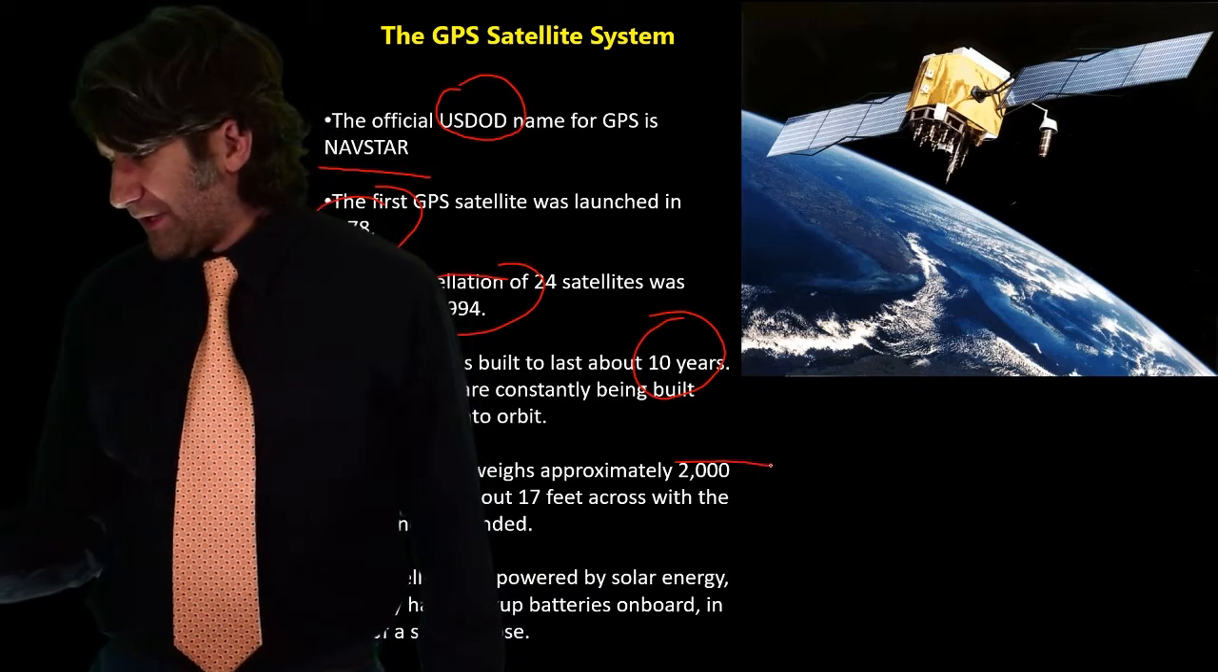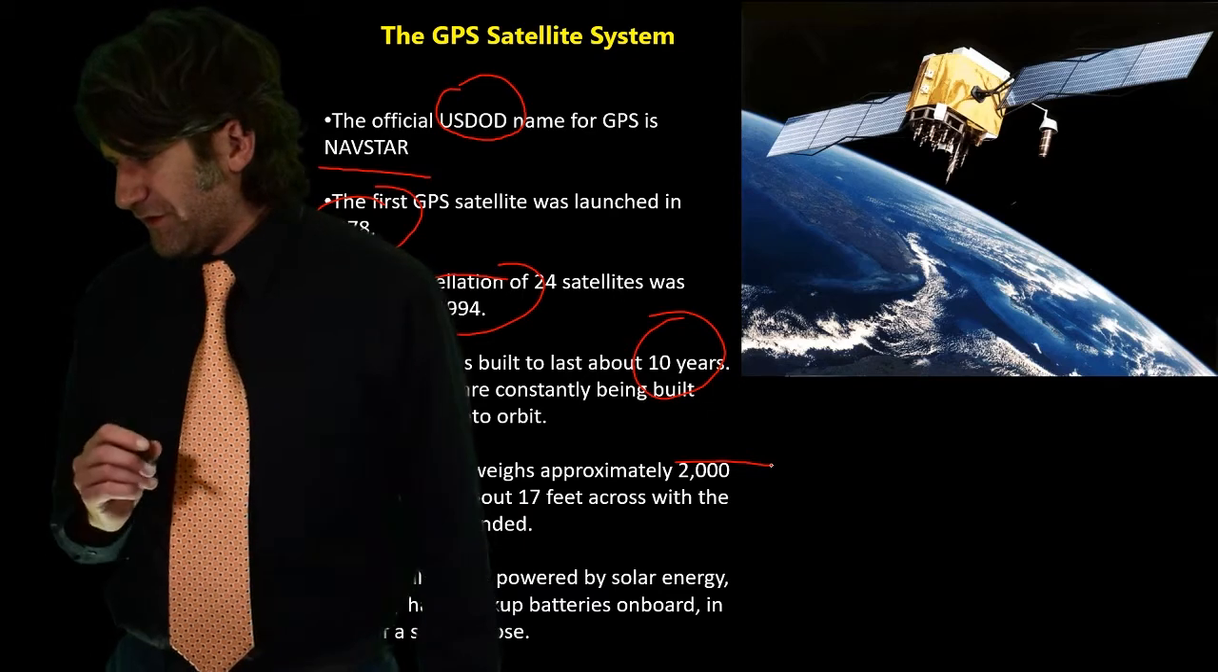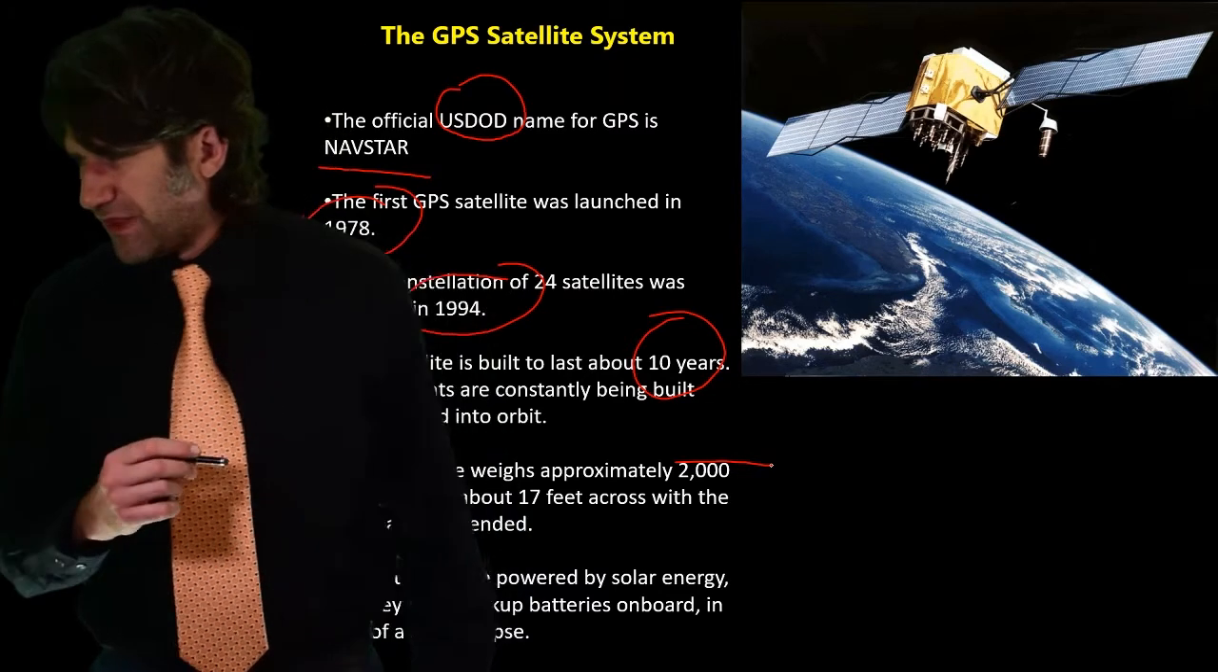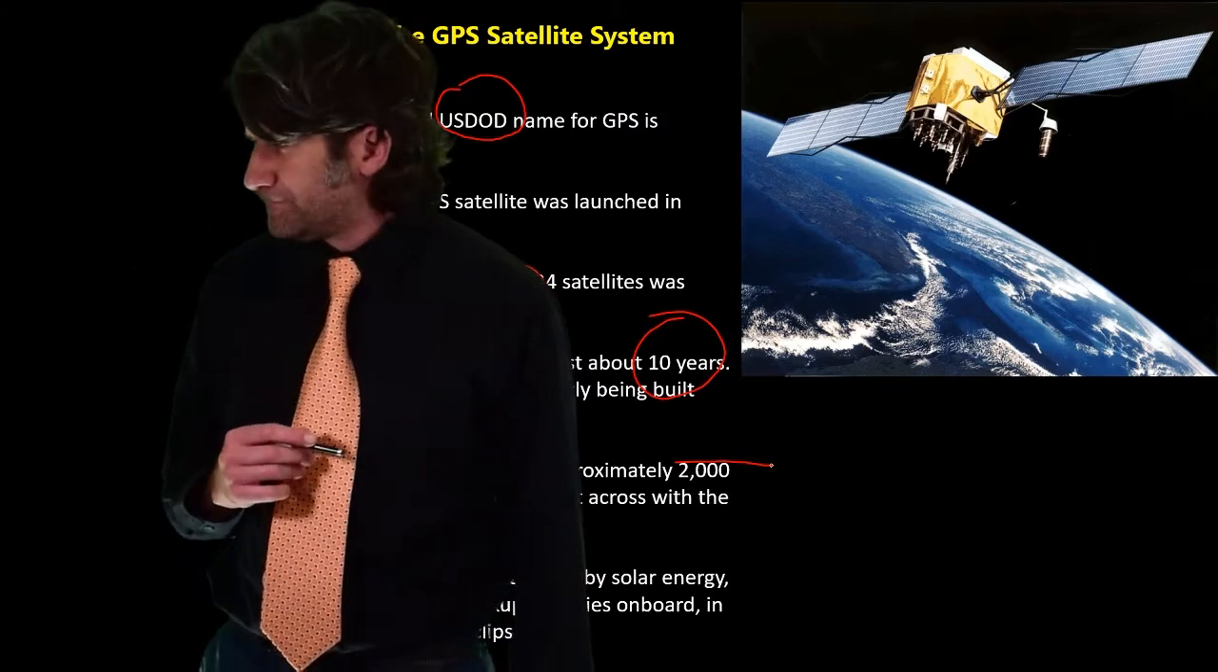These things are pretty big, and they are powered by solar panels, so you get continuous power to these things. So that's kind of what a GPS satellite looks like. Here's the picture of it right up here.